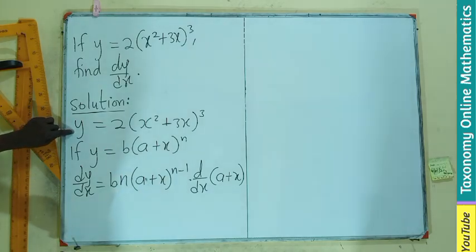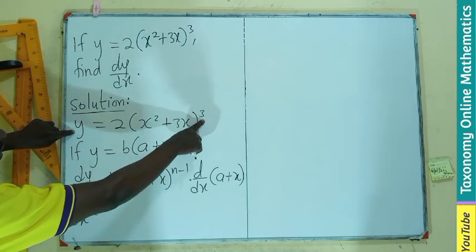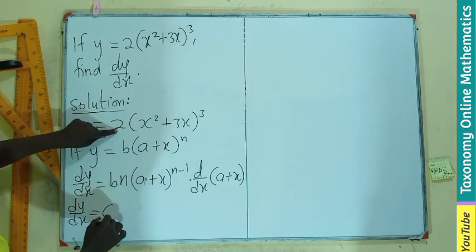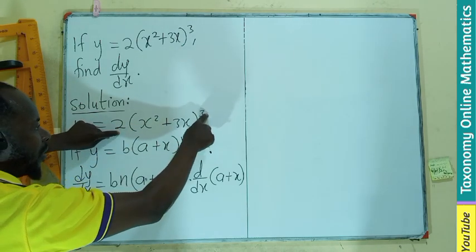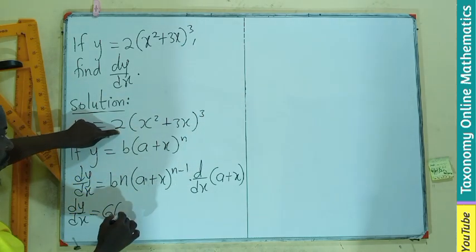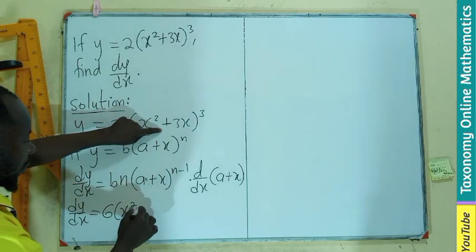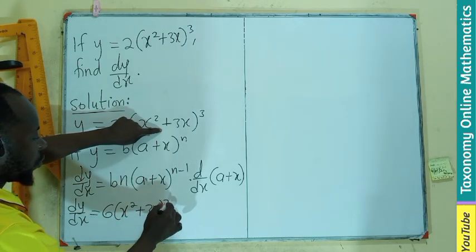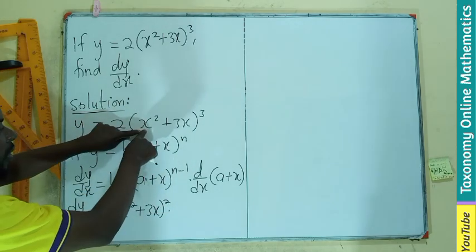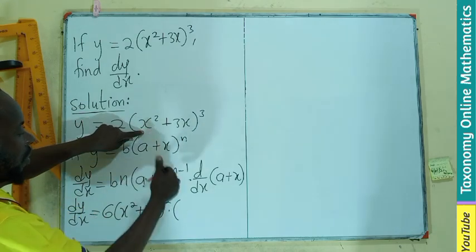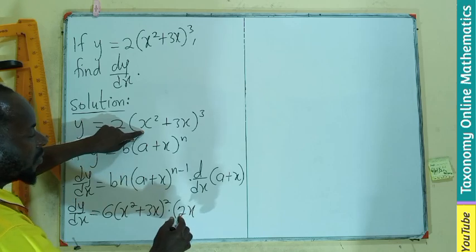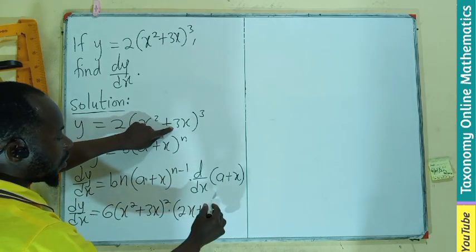So it means that if I want to do this, I can have my dy/dx equals to, this is coming to multiply this. So 6. What is it multiplying? This must be reduced, right? So if you reduce this, you'll be left with (x squared plus 3x) squared times the differentiation of the term in the bracket. You enter the bracket, you differentiate 2x, you differentiate 3.